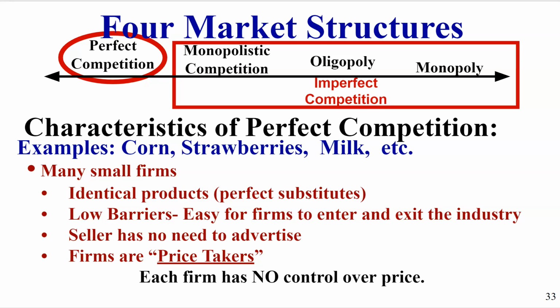This is the idea of a commodity, something that is a good that could be bought by anybody, anywhere, and there's really no differentiation in the product. It's an identical product, perfect substitute, in that corn, for instance, could be sold very easily, or strawberries.